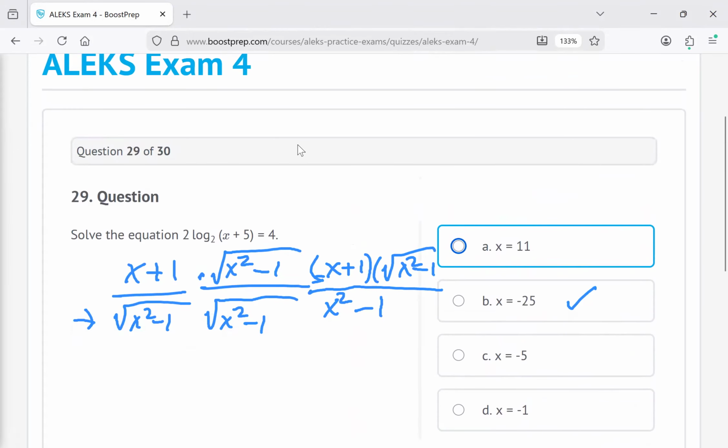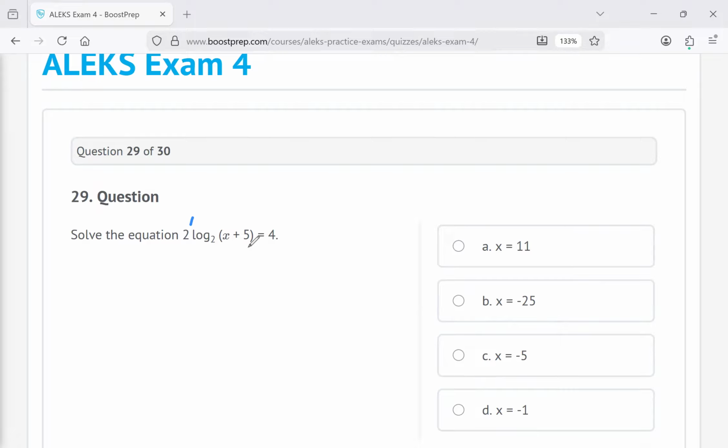Okay, this one is a log problem. Solve the equation. We have 2 log base 2 of x plus 5 is 4. So the first thing I'm going to do is get rid of this 2 by dividing both sides by 2. So now you have log base 2 of x plus 5 equals 4 divided by 2 is 2.